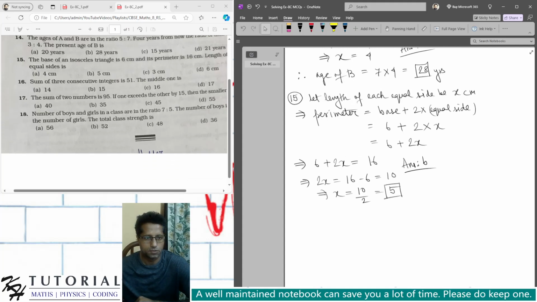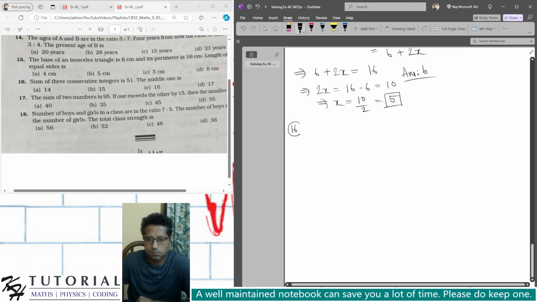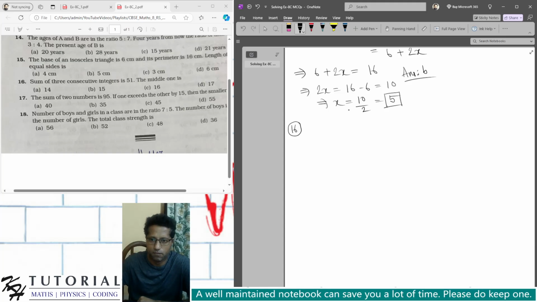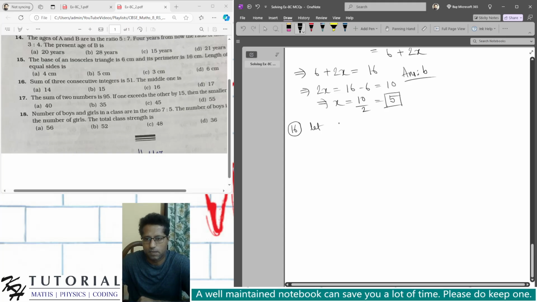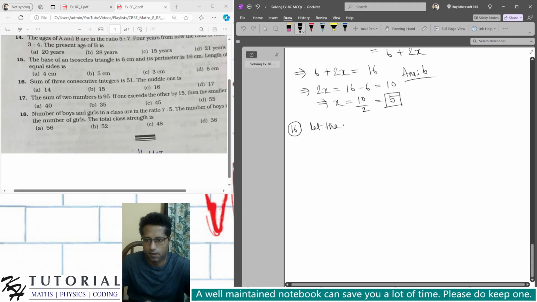Okay, let's solve question number 16. The sum of three consecutive integers is 51. The middle one is? It has asked to find the middle one. You can save a little bit of time if you consider the middle number to be the unknown variable, that is, let the middle number be x.